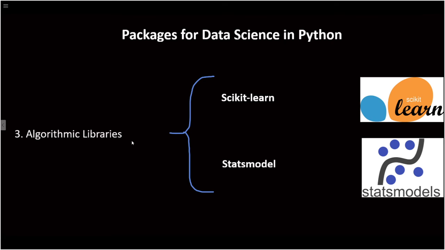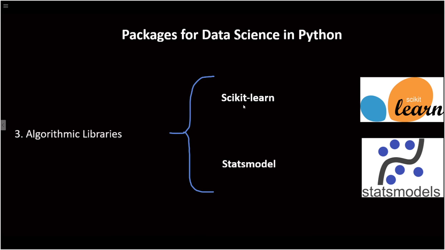We can use machine learning algorithms to build a model from our dataset and make predictions. The last group of libraries, that is algorithmic libraries, covers a wide range of machine learning tasks from the most fundamental to the most complex.